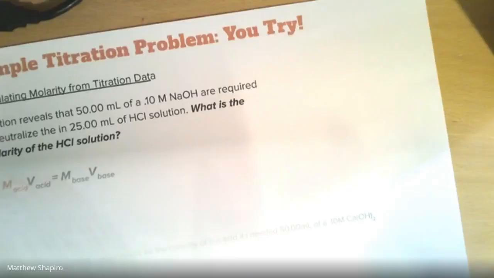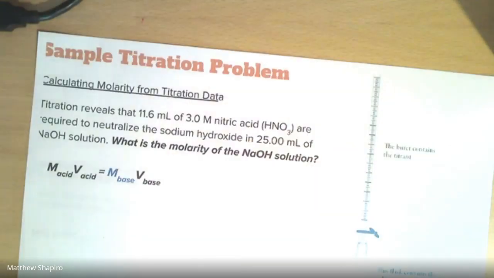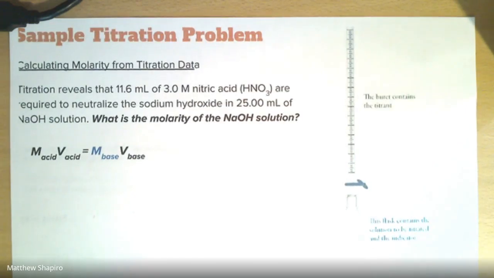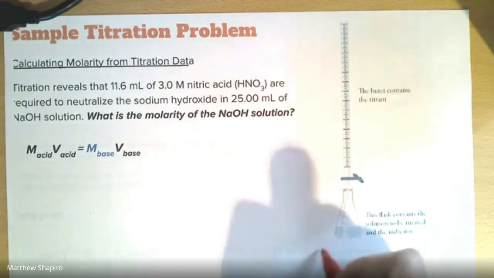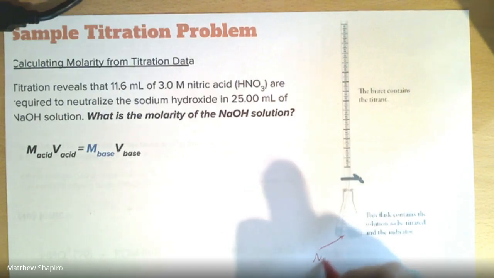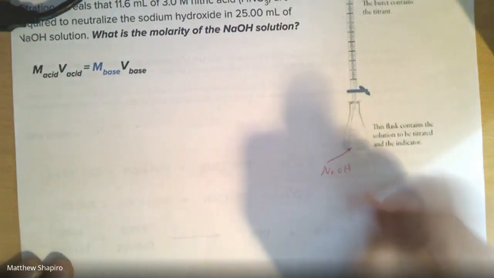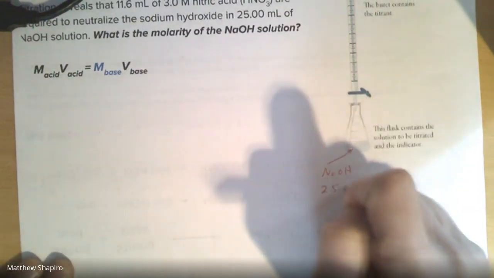All right, let's look at a couple of different calculations here. Let's see this first one here. All right, so the titration reveals that 11.6 mils of a 3 molar nitric acid are required to neutralize the sodium hydroxide in 25 mils. What is the molarity of the sodium hydroxide? All right, so we have sodium hydroxide in there. We measured it exactly, 25.0 mils.